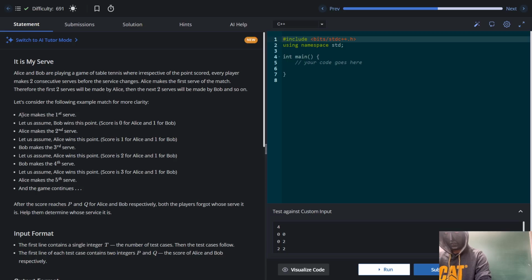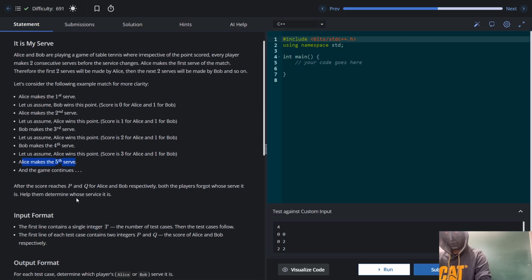Now since two serves have been made, the service will change. So Bob will be making the service. Bob makes the third serve. Let us assume Alice wins this point. Score is 2 for Alice and 1 for Bob. Bob makes the fourth serve. Let us assume that Alice wins this point. Score is 3 for Alice and 1 for Bob. So since two serves are made by Alice and two serves are made by Bob, next again Alice will be making the serve and the game continues.